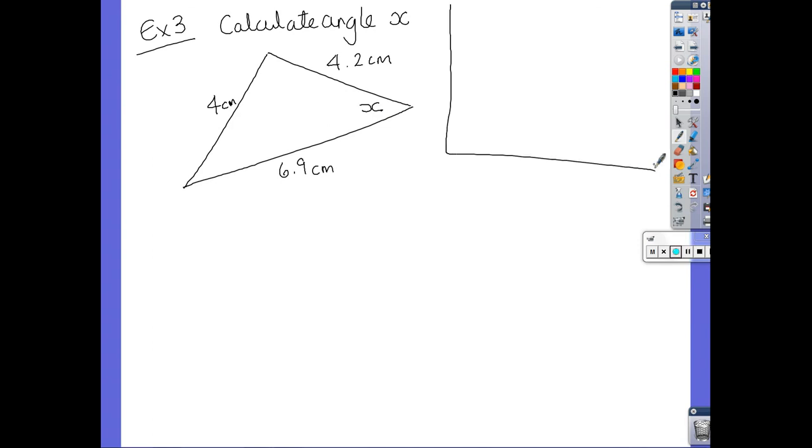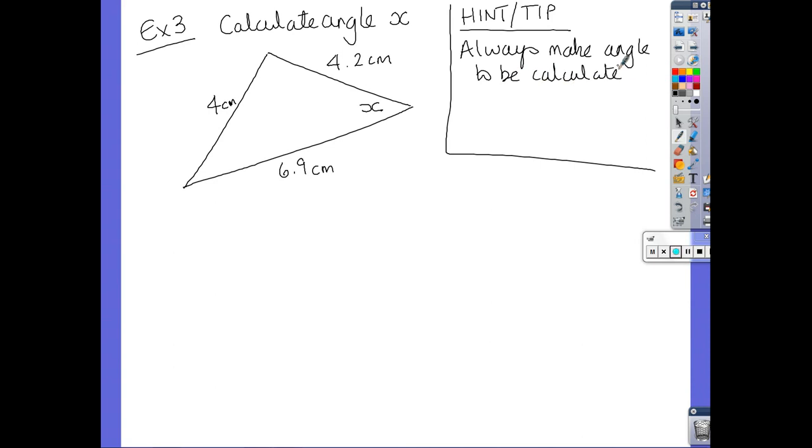So I'll just say a little hint, a tip. Always make the angle to be calculated or given in the question A. Okay, so always make the angle to be calculated or given in the question A. So in other words, we'll say that that is A, and then it doesn't really matter about the other two angles as long as we've made that A. So that makes that side a, that side b and that side c.